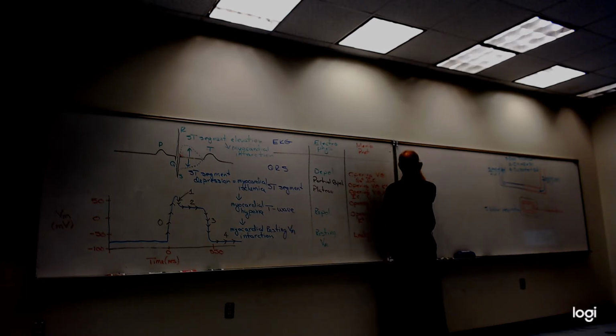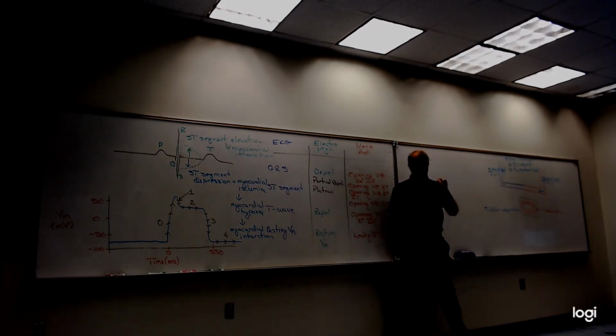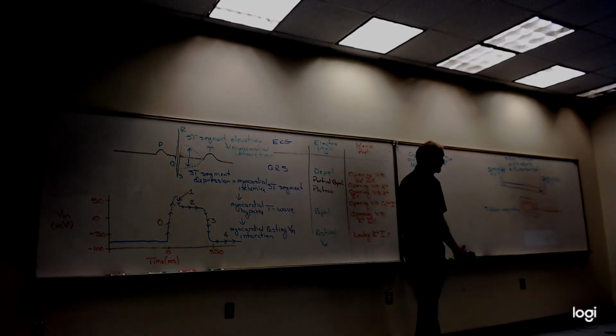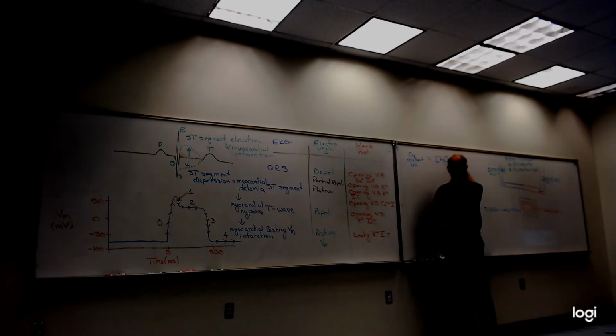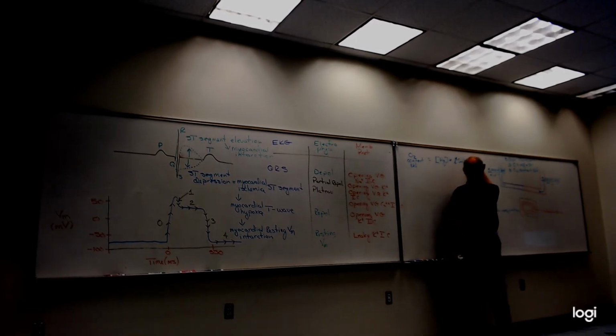The O2 content of the blood is equal to the concentration of hemoglobin, multiplied by the percent saturation of hemoglobin, and multiplied by the O2 binding constant.